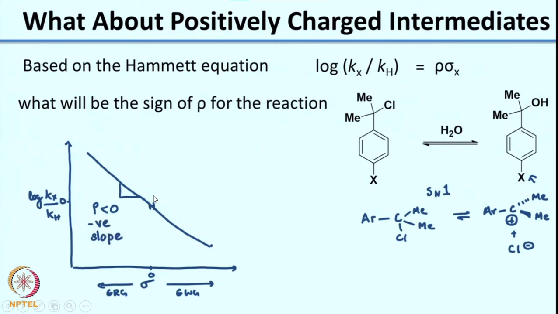As we have seen in the previous class, the positive slope is like this one, and we have compared the value with benzoic acid, where we discussed the less sensitivity and more sensitivity of the rho value. That was the case for a negatively charged intermediate, but what will be the sign of rho for positive? What will be the condition for a positive rho value? Today we will discuss that also.